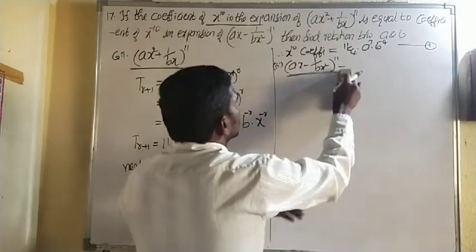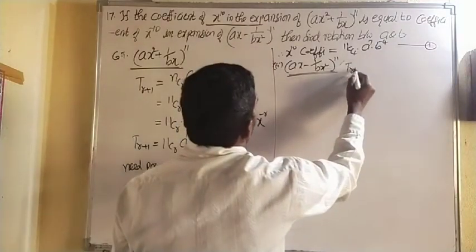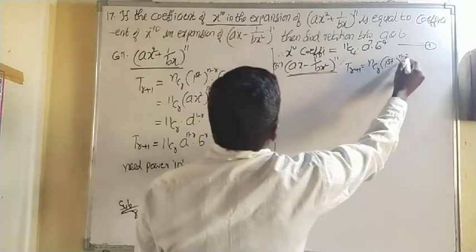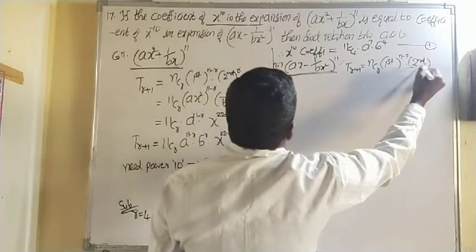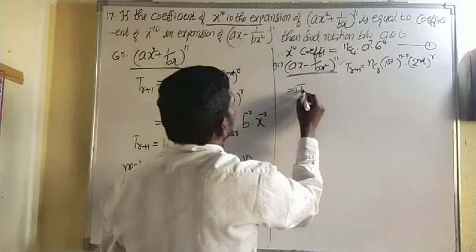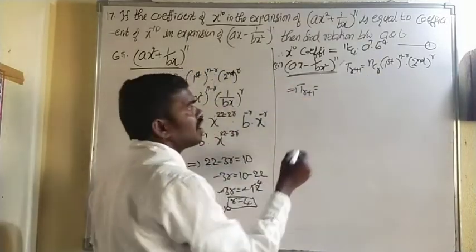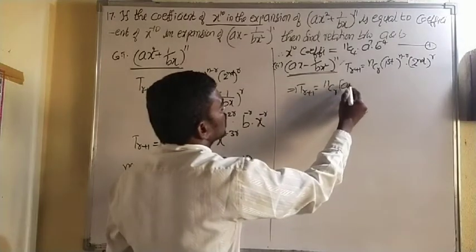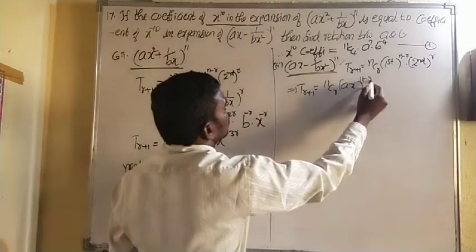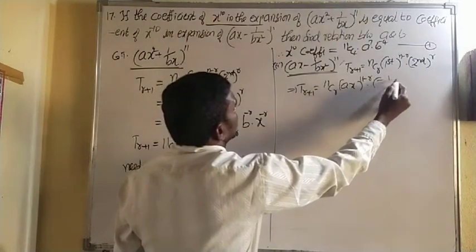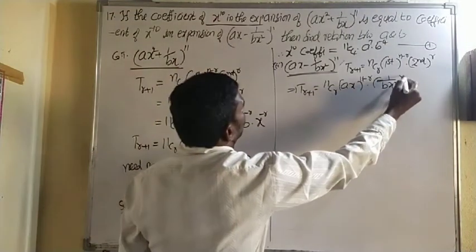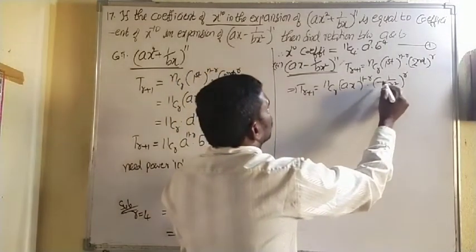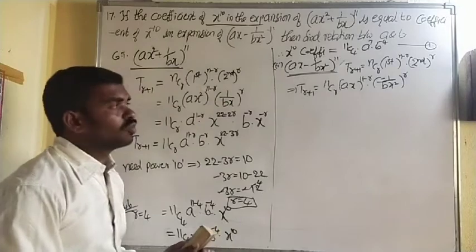The general formula is T(r+1). Let me take T(r+1) equal to nCr into first term power n minus r into second term power r. So applying this formula, T(r+1) we can get as nCr, where n is luckily 11 here also. So 11Cr into the first term, that is (ax) power n minus r, meaning 11 minus r, into the second term, minus 1 by bx squared, whole power r. So the second term is minus, so write down minus 1 by bx squared whole power r.